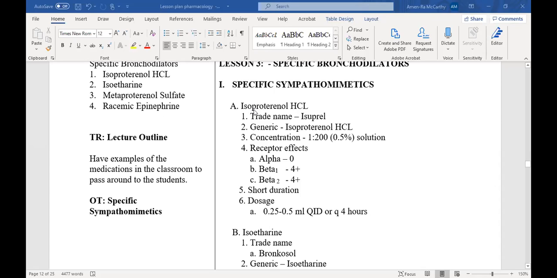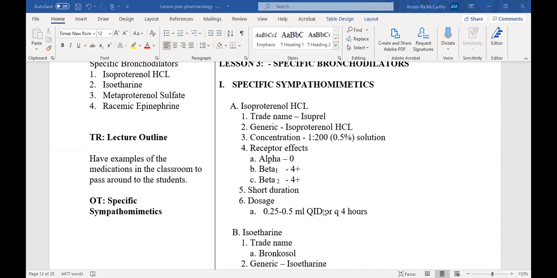On one side, you need to have isoproterenol. That is the generic name, isoproterenol. On the other side, you need to put trade name Isuprel, right? Concentration is a 1 to 200 ratio or a 0.5% solution. Receptor effects. Okay. Isoproterenol, which is trade name Isuprel, has 0 alpha, +4 beta 1, and +4 beta 2. It is a short duration, and the dosage is 0.25 to 0.5 milliliters QID or every 4 hours.